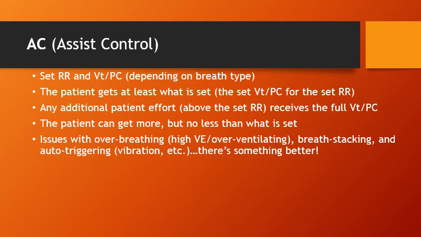So issues that this mode can create include issues with overbreathing. So if the patient is very tachypneic, they're breathing at a very fast rate, every time they breathe, they're going to get that full tidal volume. So that's going to create an extremely high minute ventilation. If they're breathing 30 times a minute and you've got them set on a tidal volume of 400, they're going to get 400 milliliters 30 times a minute. And so that can cause massive overventilation in our patients.